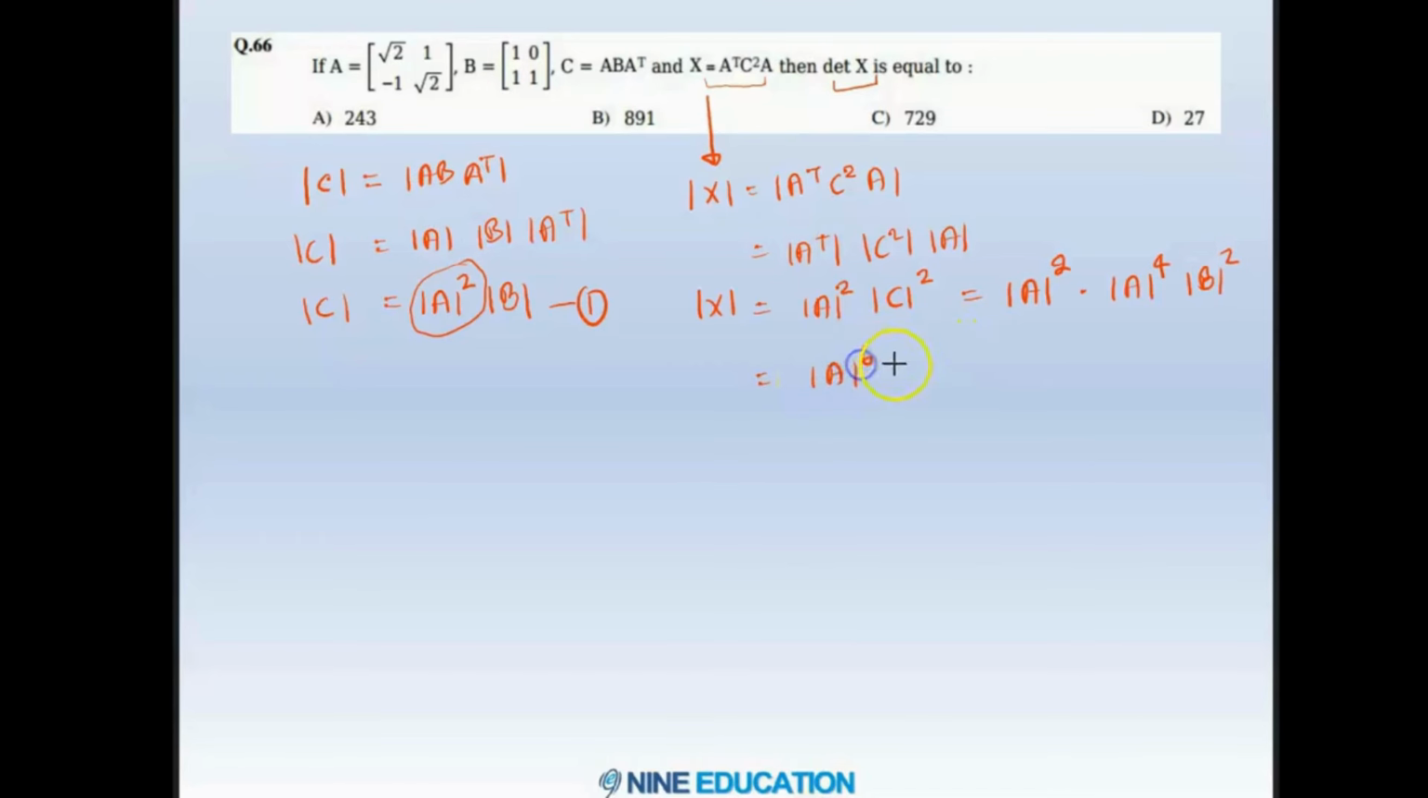We can easily calculate determinant of A. It will be 2 minus minus plus 1, that is 3, and determinant of B is nothing but 1. So I can write here 3 power 6 and 1 power 2. So 3 into 3 into 3, that is 27, and again we will have 27, that is nothing but 729. Alright, so option C is the correct answer.